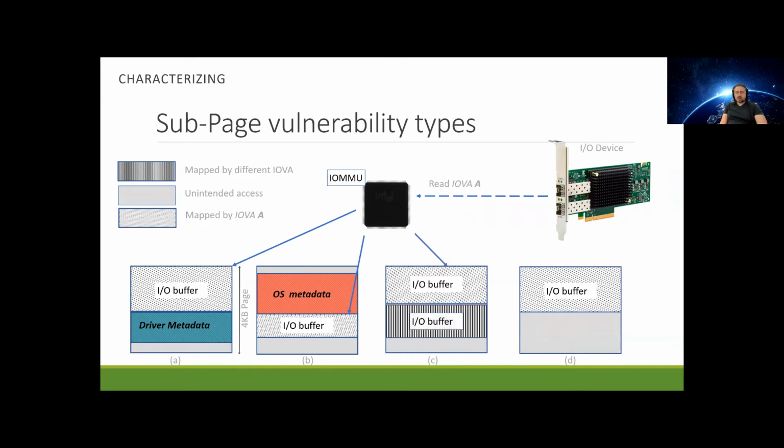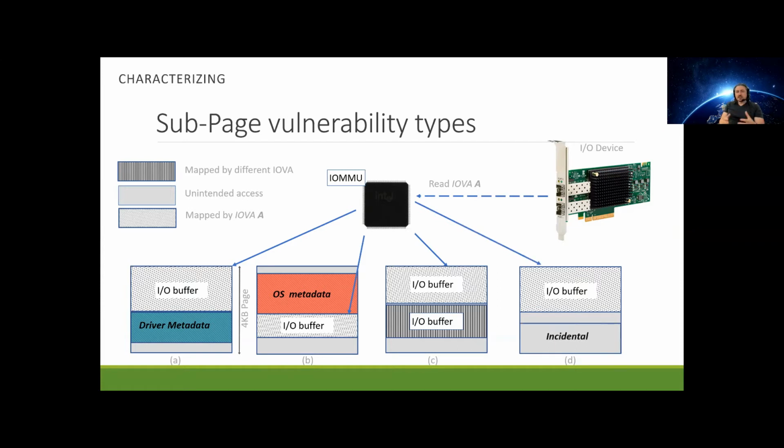The third type is when you have 2 IOVs mapping the same physical page. One problem with this kind of vulnerability is that when you unmap one IOV, the device can still access the same physical page because it can use the second IOV, which renders the unmap operation essentially useless from a security standpoint.